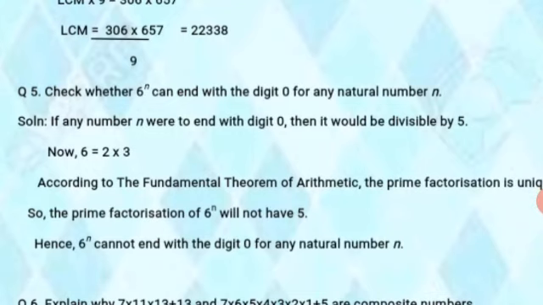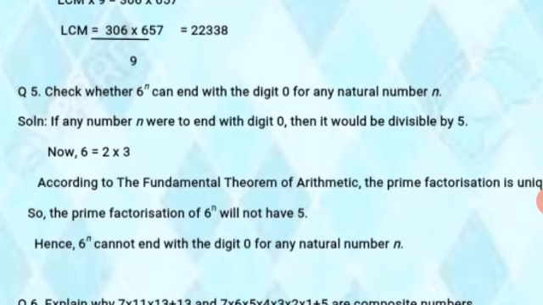6 raised to power n can be written as 6 multiplied by itself n number of times. That means we are focusing on finding out the factors for 6. The factors for 6 are 2 into 3. And if it is 6 raised to power n, this 2 into 3 is actually written n number of times.